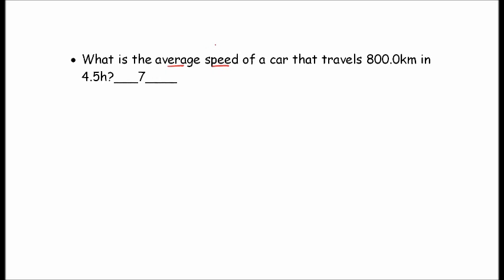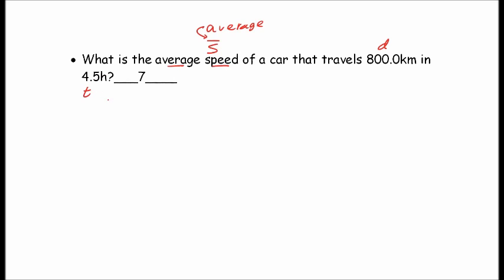Well, average speed has a variable name. It is an S with a line over it. The line simply means average, and the S stands for speed. So what is the average speed of a car that travels 800 kilometers in 4.5 hours? Well, the kilometer that you see here is a distance. You notice that there's no direction given with it, and there's no direction implied. So this is going to be a distance. And obviously 4.5 hours, that's a unit of time.